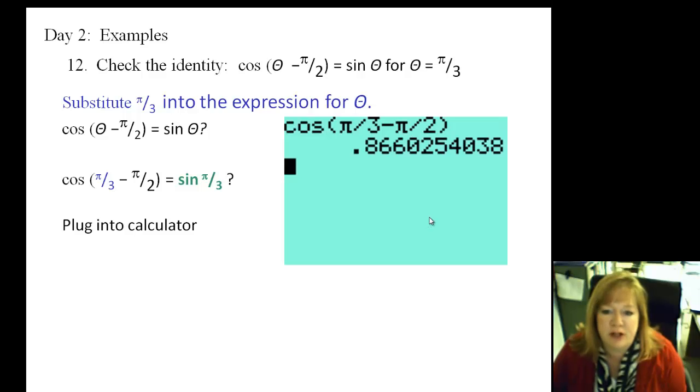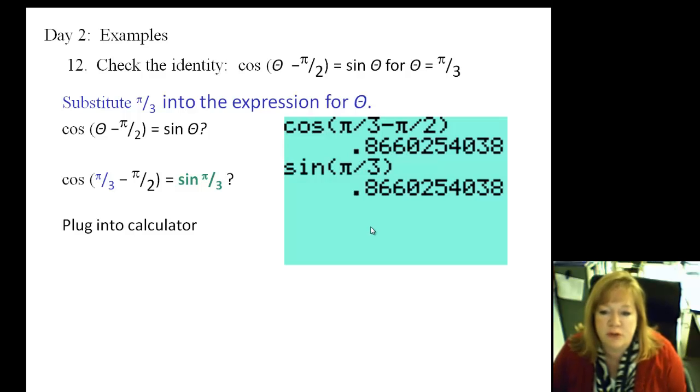Hit enter, you get 0.8660254038, and then do the sine of pi over 3. Type that into your calculator, and you're going to get 0.8660254, and so on. You notice that these are both the same. That's all they're saying for you to do. So we get 0.866 for both of them. So check, it's it. That's all you have to put on your paper.